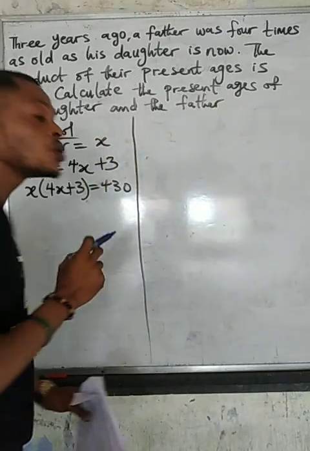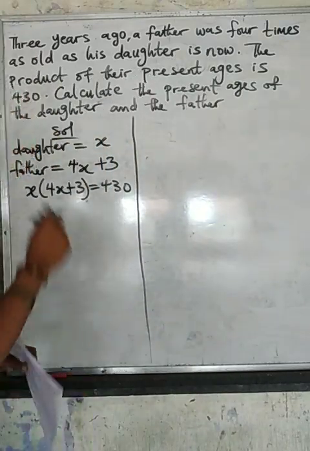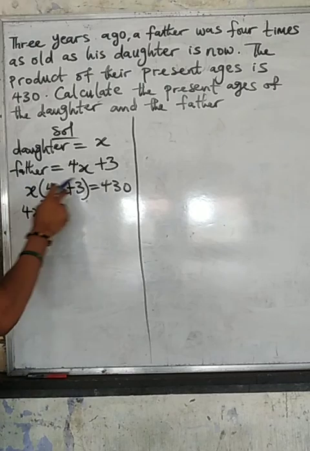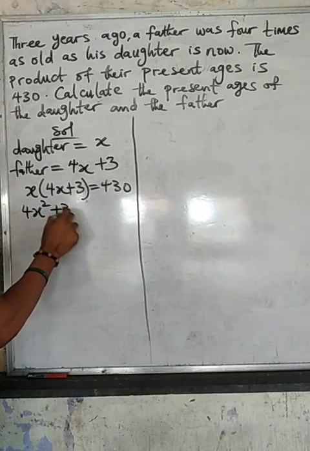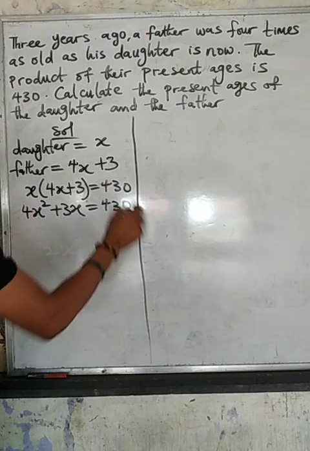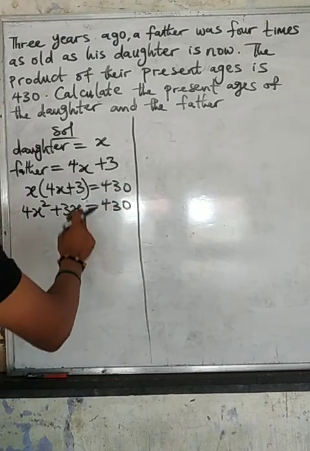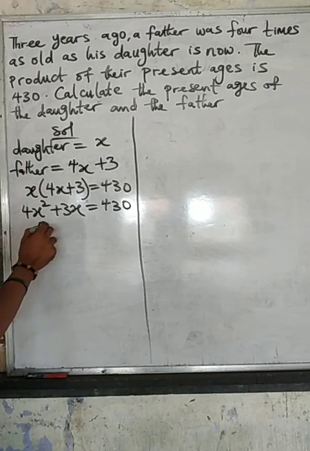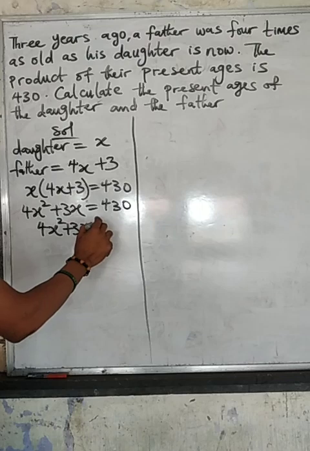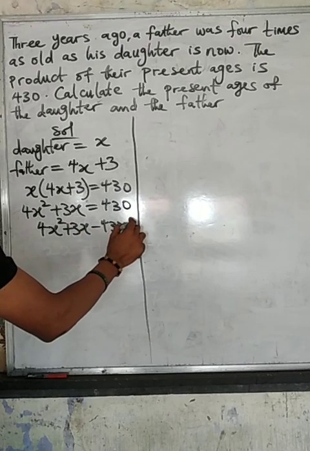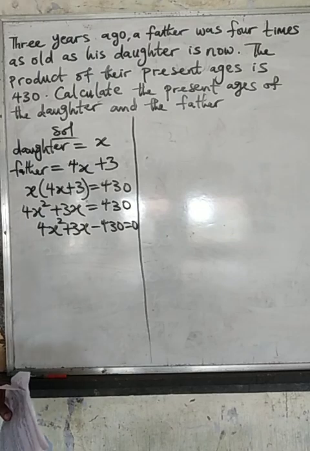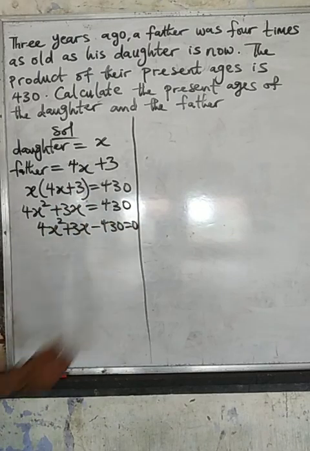So this is going to result to a quadratic equation. So we open this bracket by having 4x squared, then x multiplied by 3 will give us 3x, everything to be equal to 430. So we move this 430 to the right side, which will result to 4x squared plus 3x minus 430, everything equals to 0. From here you can decide to use any method of your choice. Let me decide to use the factorization method.